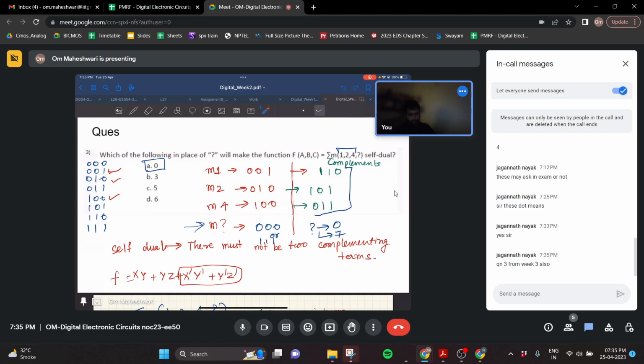So we had these three initially and we removed their complements. What are their complements? This is the complement, this is the complement, this is the complement. Now the remaining two terms are only 0, 0, 0, that is m0, and 1, 1, 1, that is m7. So it can be either 0 or 7, and in the option it is 0. I have written 0. If there would have been 7, then we would have ticked 7.